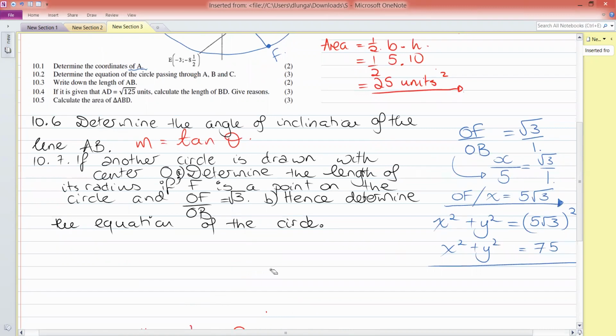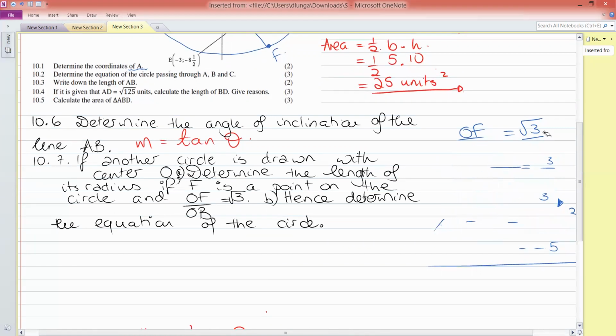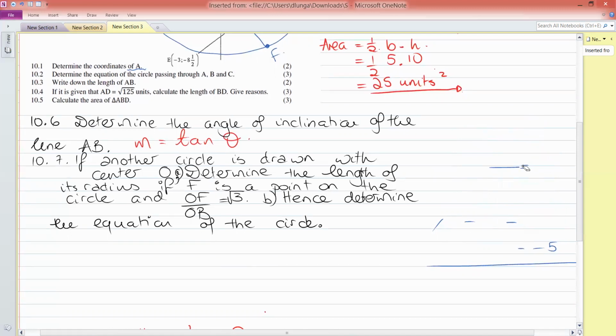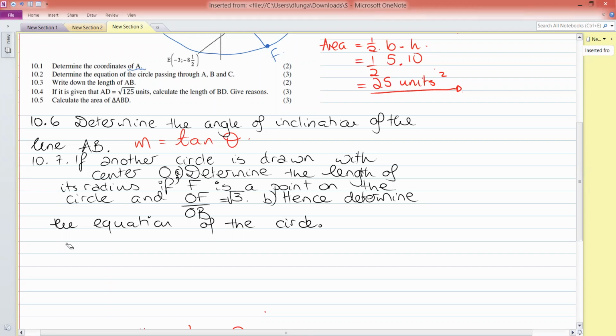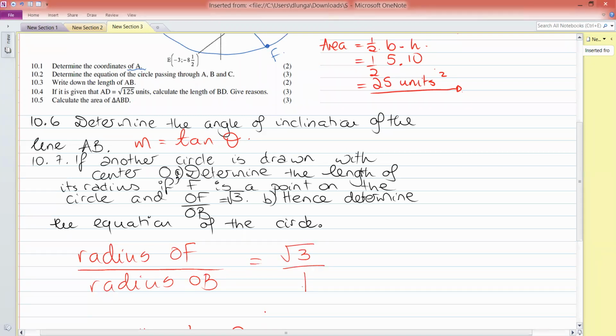All right, no problem. So with this question that we did, they gave you a proportion. The proportion was that the radius of OF divided by the radius of OB. So let me just write it out. The radius of OF divided by the radius of OB gives us a proportion that is equal to √3 over 1. Okay, so that's the proportion it gives us.